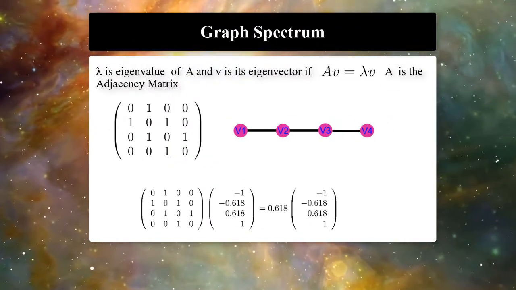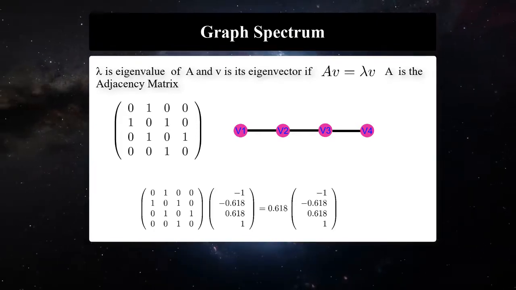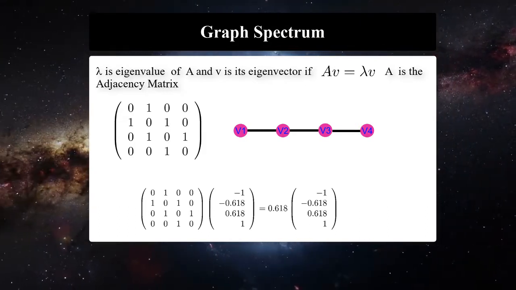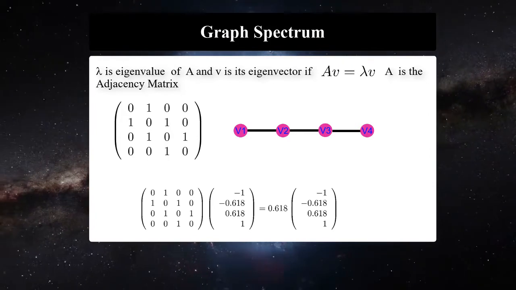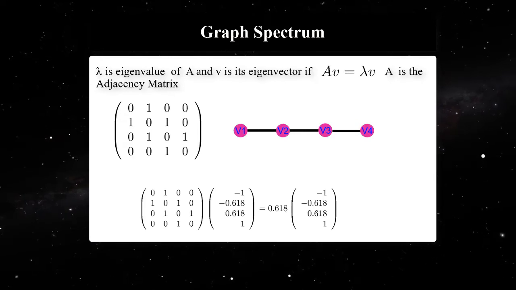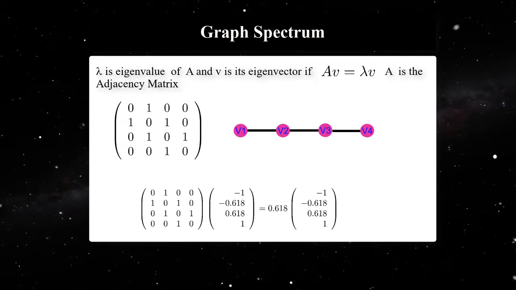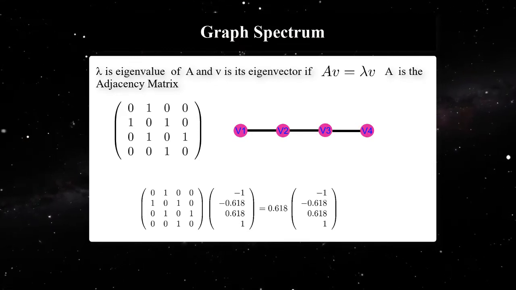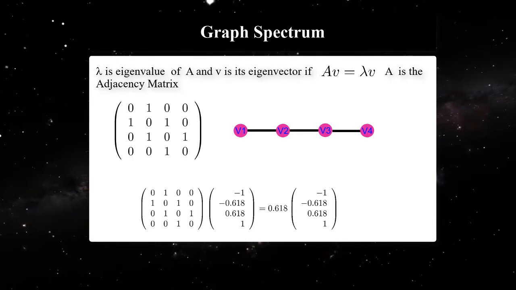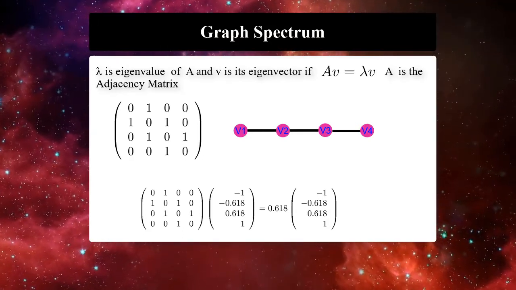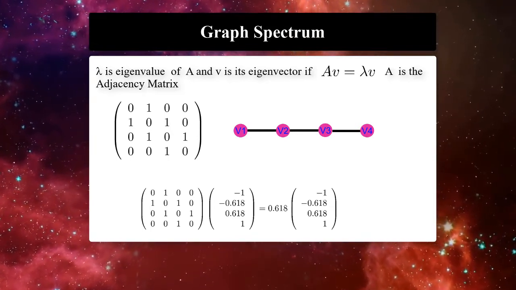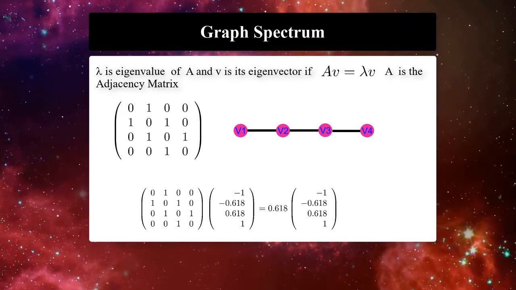Eigenvalues are a special set of scalars associated with a matrix. The determination of the eigenvalue and eigenvector of a system is extremely important in physics and engineering. Each eigenvalue is paired with a corresponding so-called eigenvector. To obtain the eigenvalues, we should solve the equation A v equals lambda v. Lambda is the eigenvalue and v is the eigenvector. If we solve this equation for the adjacency matrix of a graph, then we have eigenvalues assigned to that graph. The set of all such scalars is called the graph spectrum or graph spectra.